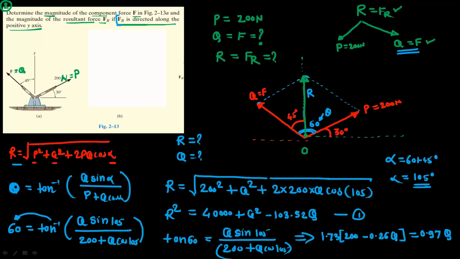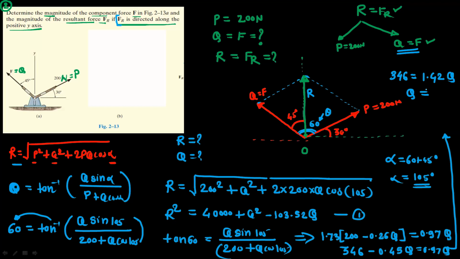So this is 1.73 into 200, which is 346, minus 1.73 into 0.26, which is 0.45 into Q. This is equal to 0.97 into Q. Take minus 0.45 on the right hand side, so it becomes 1.42. So 346 is equal to 1.42 into Q. And from this, Q is equal to 243.66. So this is the magnitude of the unknown force Q.